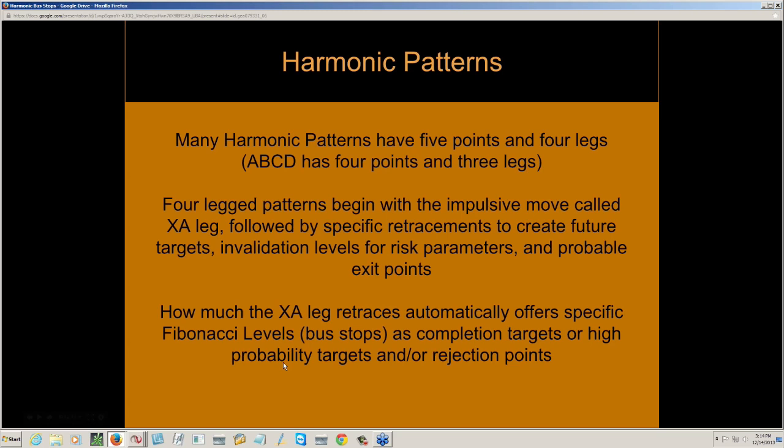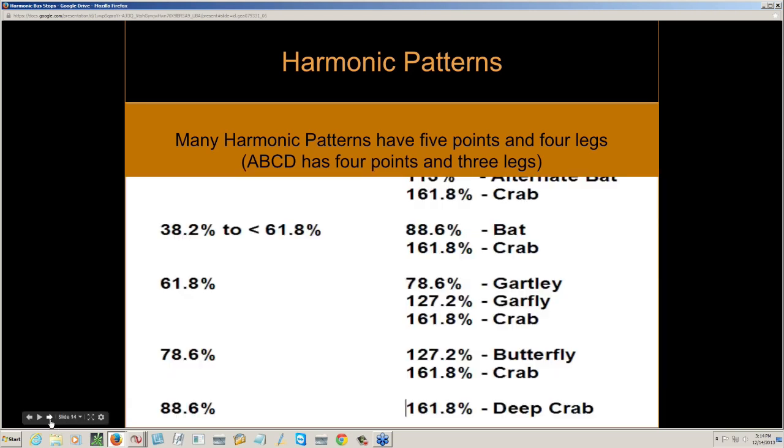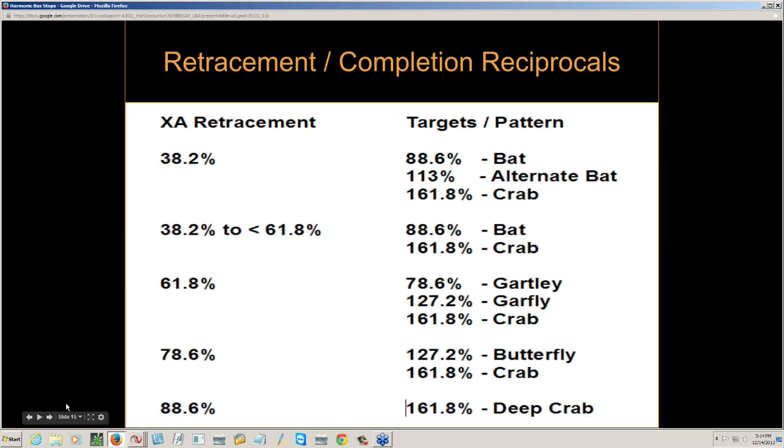All right. This is just the basics of harmonic patterns. Now, ABCD has 3 legs. Most harmonic patterns have 4 legs and 5 points. And the last 3 legs are going to be the ABCD. Okay, it's as simple as that. And the first leg is just called XA. So here are the common harmonic patterns.